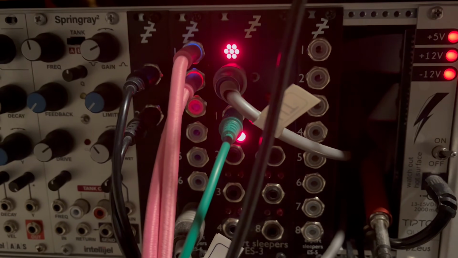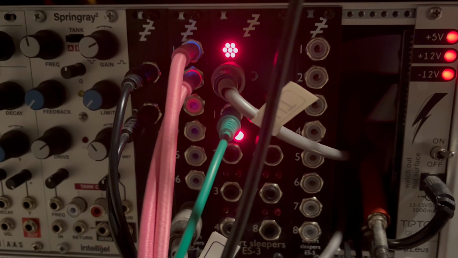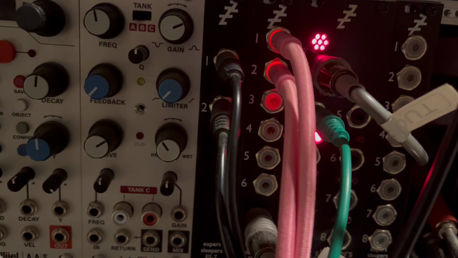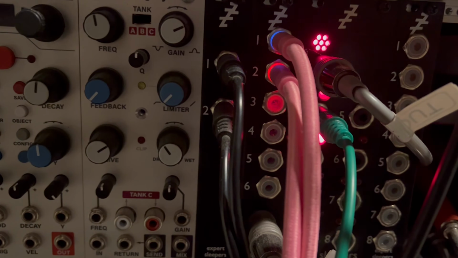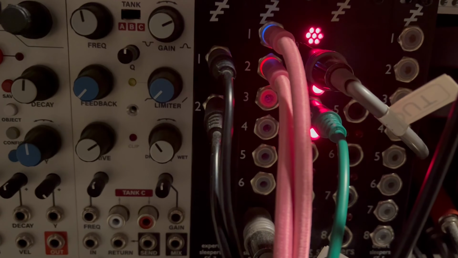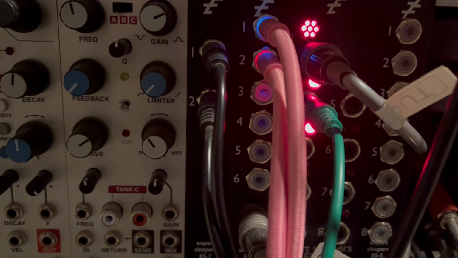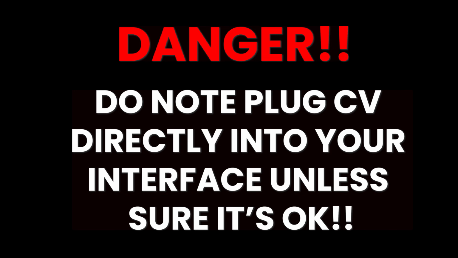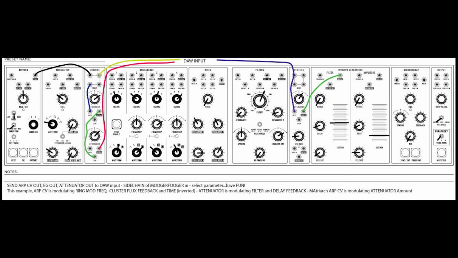One thing I should mention, and this is very important, if you want to send CV from a modular synth into your DAW, you'll need a DC coupled audio interface. I'm using an Expert Sleepers ES3. There's tons of great information about interfaces and compatibility on the Expert Sleepers website. He's put a list of DC coupled interfaces that this will work with up there. Please don't plug CV into your interface unless you're sure it's not going to blow up your interface or computer or speakers. All right, let's dig into this patch.